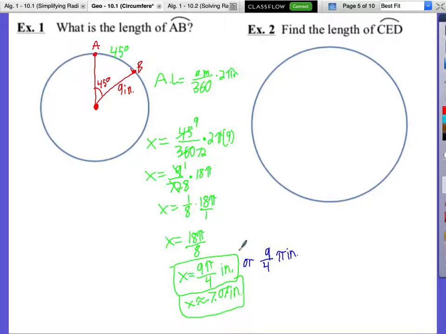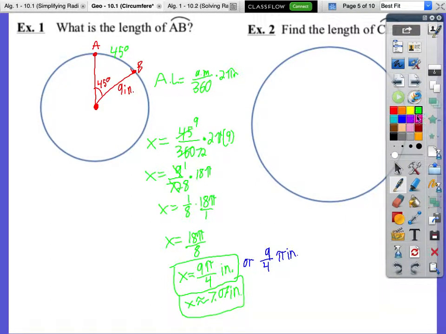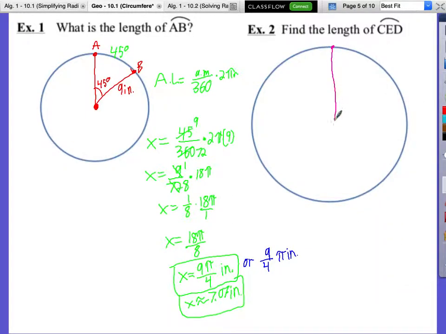Let's see if we can try this process on example 2 here. On example 2, this pink is what we have to draw in. I made it go the wrong way. Okay, so where you draw in those points.